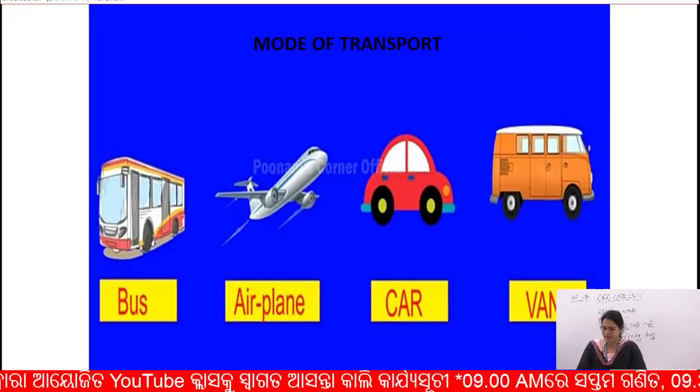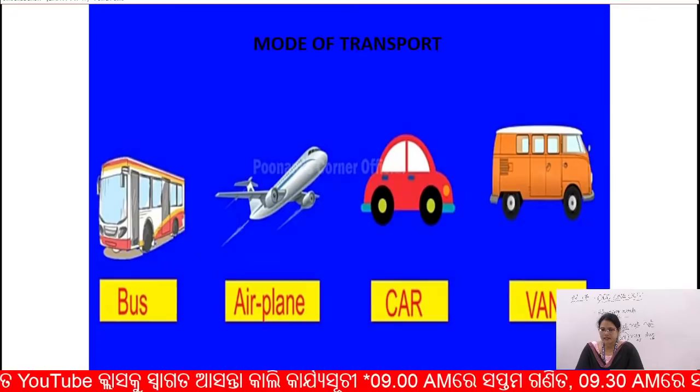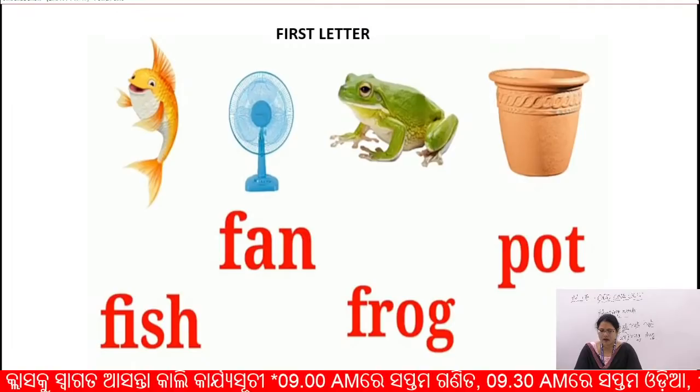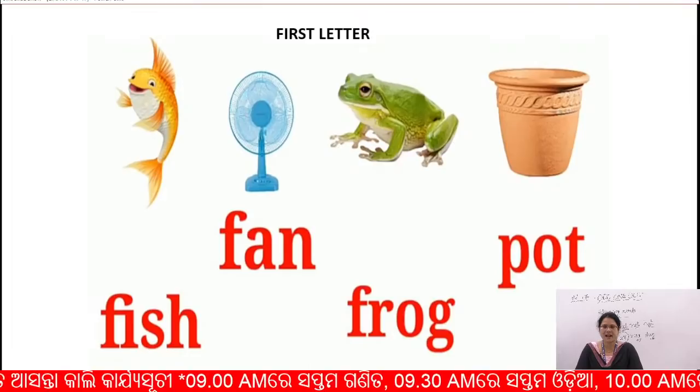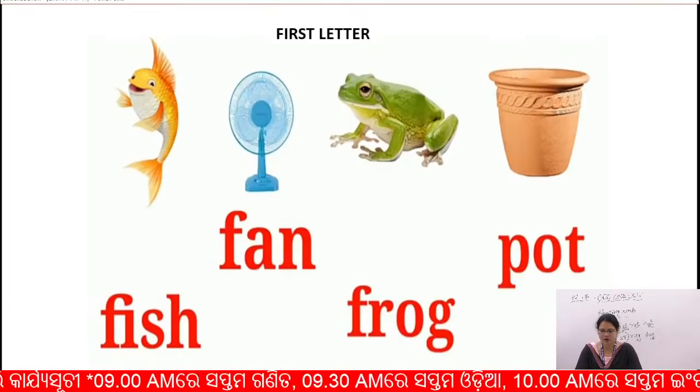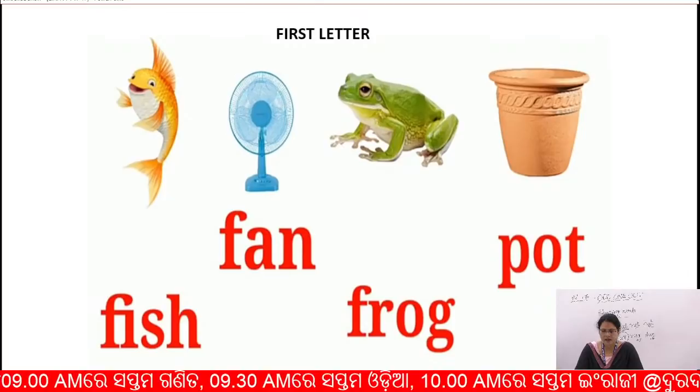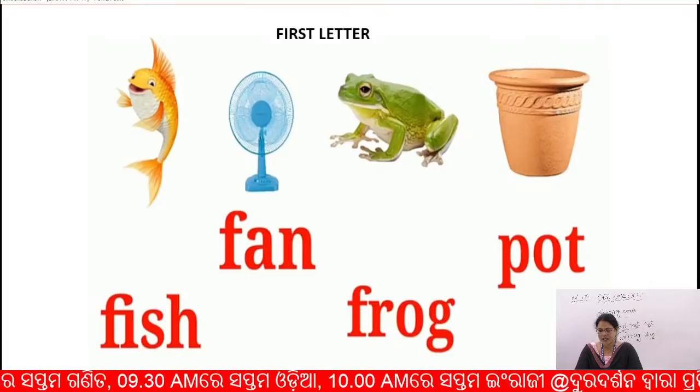Now in the next instance, see students, identify the odd one and I have given a clue. What is that clue? First letter. So, fish, fan, frog, pot. Which one is odd? Look, F for fish, F for fan, F for frog. But P for pot. So, that's why pot is different one.